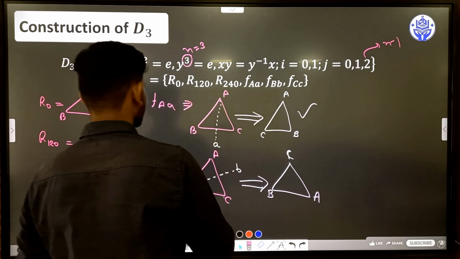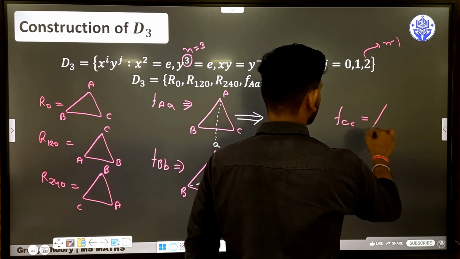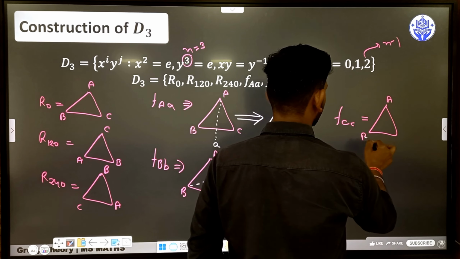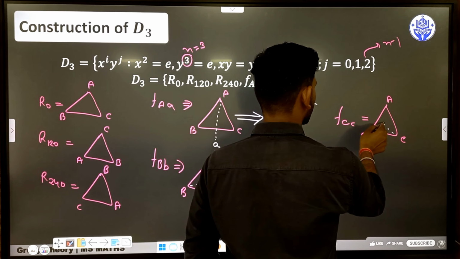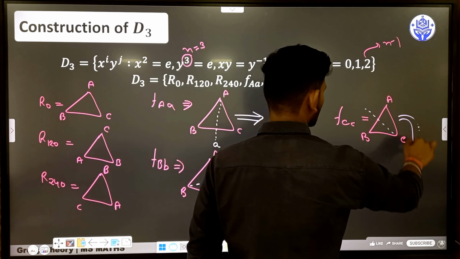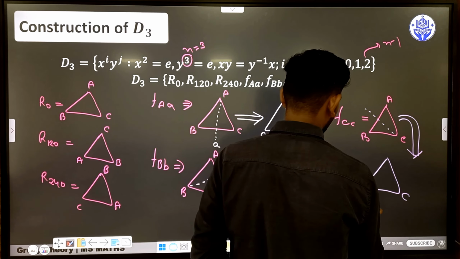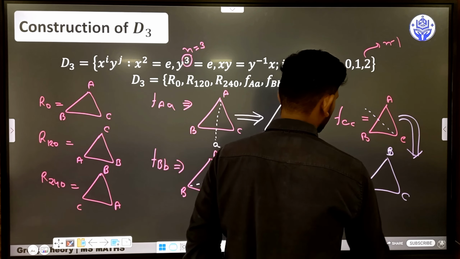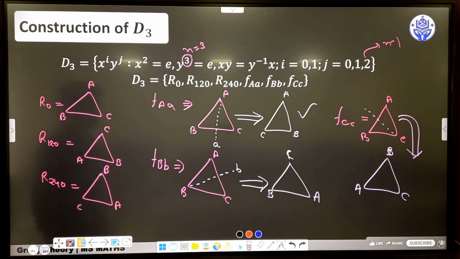Okay, next is what? FCC. Then it is nothing but A, B, C. Then you can take symmetry from here, so it will be nothing but C will be here, A will be here, B will be here. This is your FCC. So these all are the elements of D3.